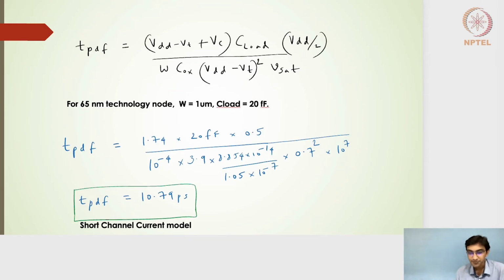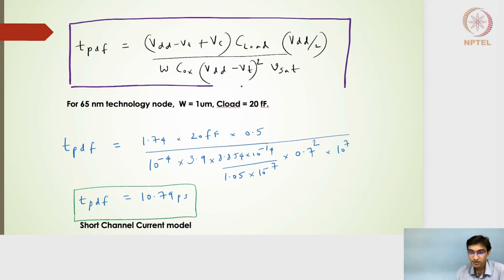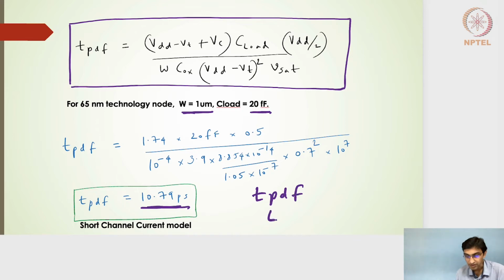So moving forward, this is the expression we have for the propagation delay falling for the short channel, if you are using the short channel model, and taking the same parameters of width of 1 micron and capacitive load of 20 femtofarads, we get the propagation delay falling in the short channel as 10.79 picoseconds, right? And if you remember, the propagation delay falling using the long channel model was somewhere around 7.79 or 7.2 picoseconds. So this one is 10.79 picoseconds.